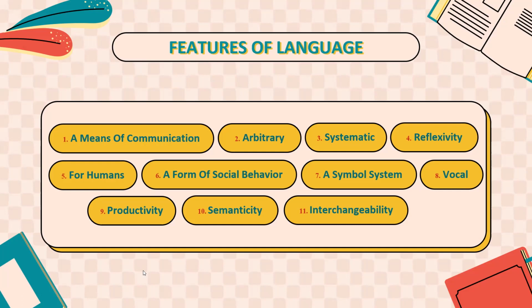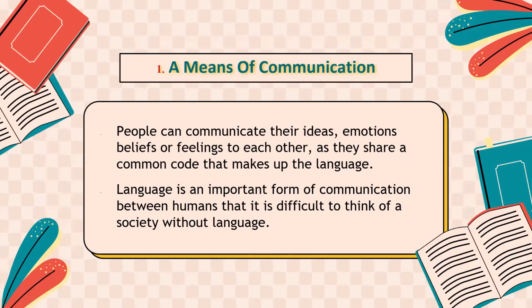First, we have a means of communication. I think I explained this before. People can communicate their ideas, emotions, beliefs, or feelings to each other as they share a common code that makes up the language. Language is an important form of communication between humans, and it is difficult to think of a society without language. I think we talked about this and we discussed it. Because people use language in everything in their life, right?